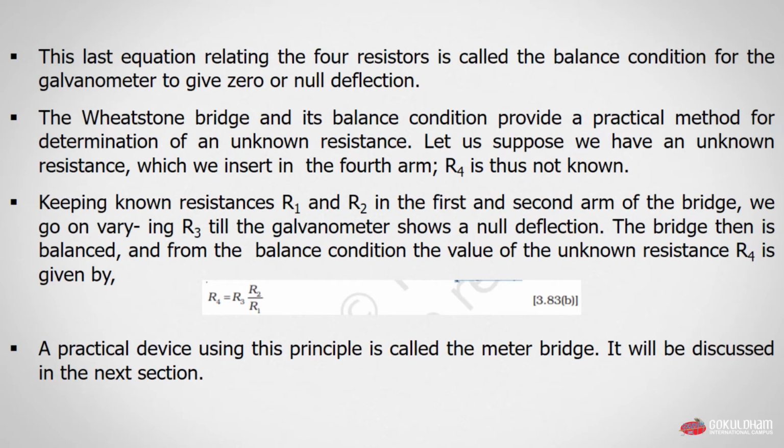Let us suppose we have an unknown resistance which we insert in the fourth arm, so R4 is not known. Keeping known resistances R1 and R2 in the first and second arms of the bridge, we go on varying R3 till the galvanometer shows a null deflection, and the bridge is then balanced. For the balance condition, the value of the unknown resistance R4 is given by R3 times R2 by R1, which is our equation 3.83b. This is the value of the unknown resistance R4.